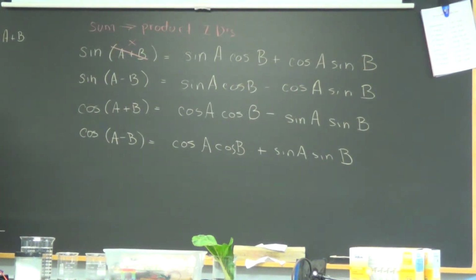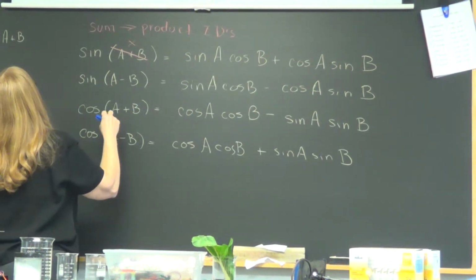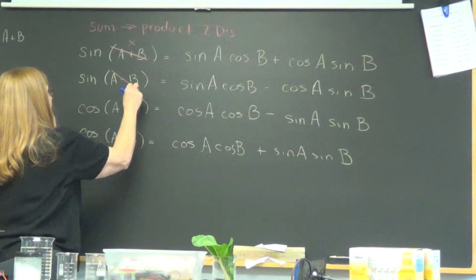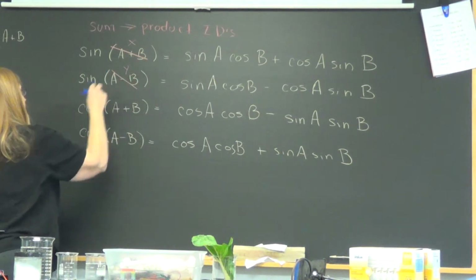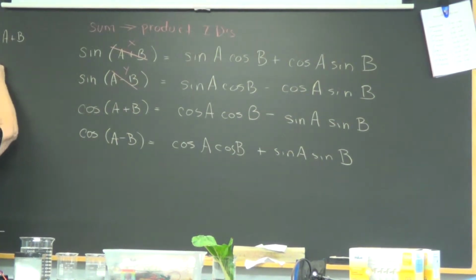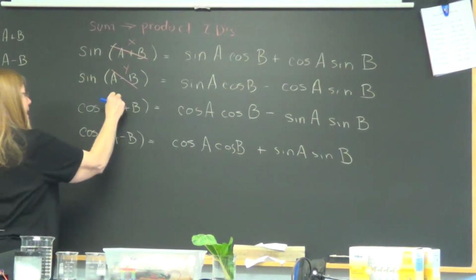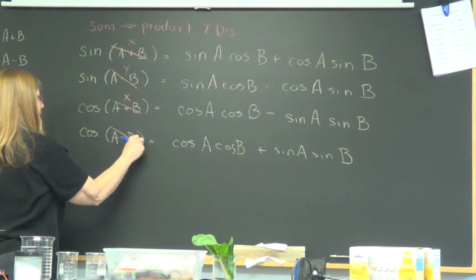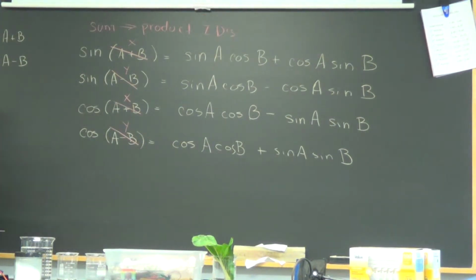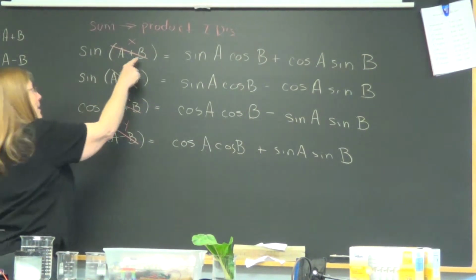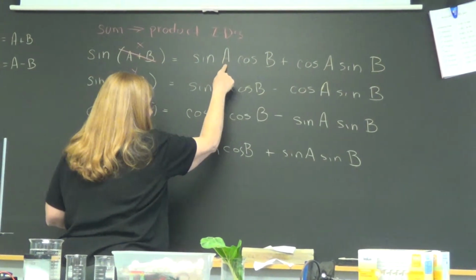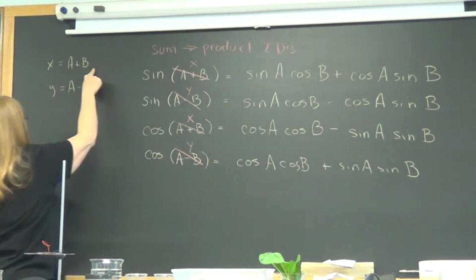So are you copying this down? A plus B is X, and A minus B will be called Y. You'll see why that is in a minute. So this is going to be X, and this is going to be Y. So I made that substitution. But I can't substitute there without going through the whole thing. Because if I call A plus B X, what will I call A? So I have to go over here and figure that out.